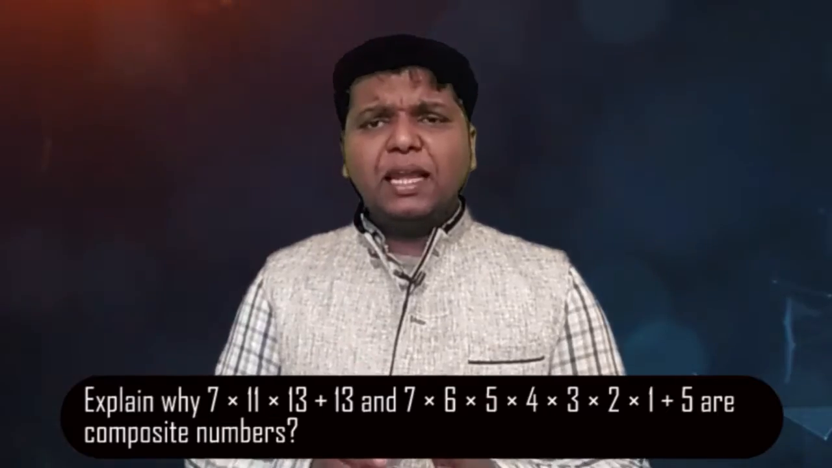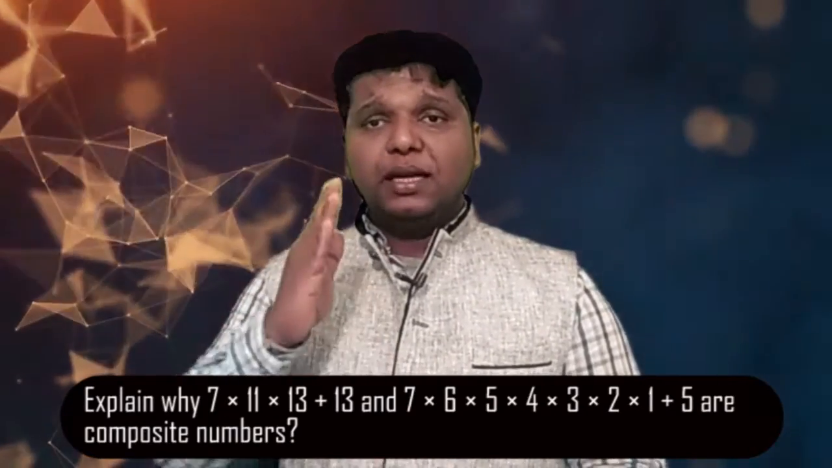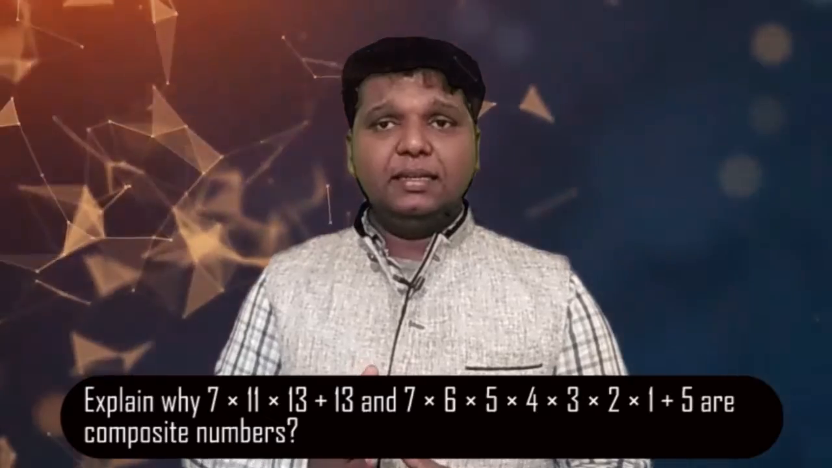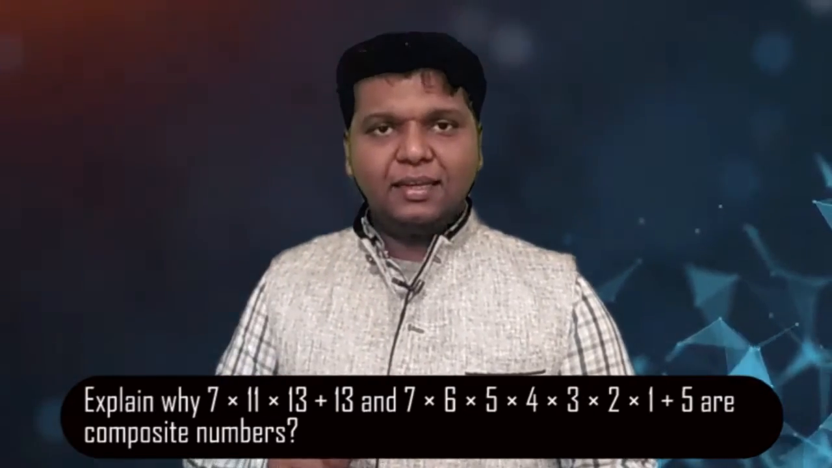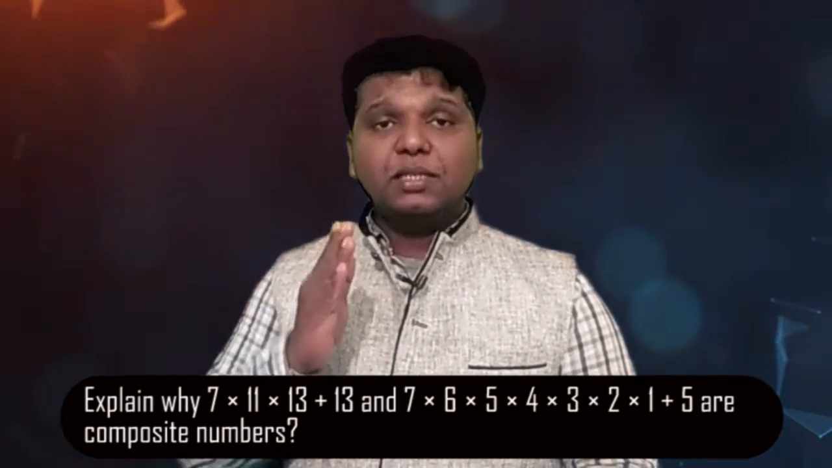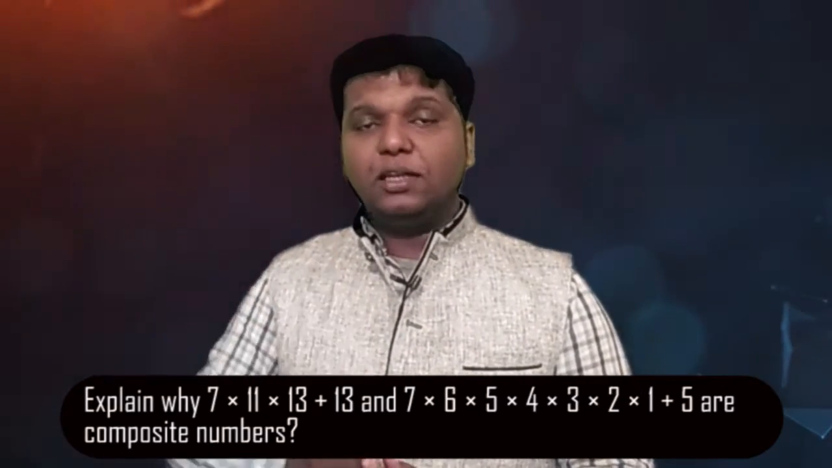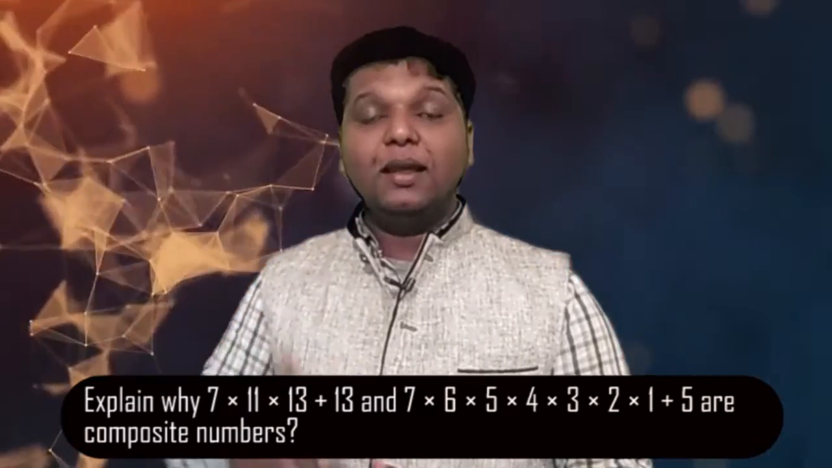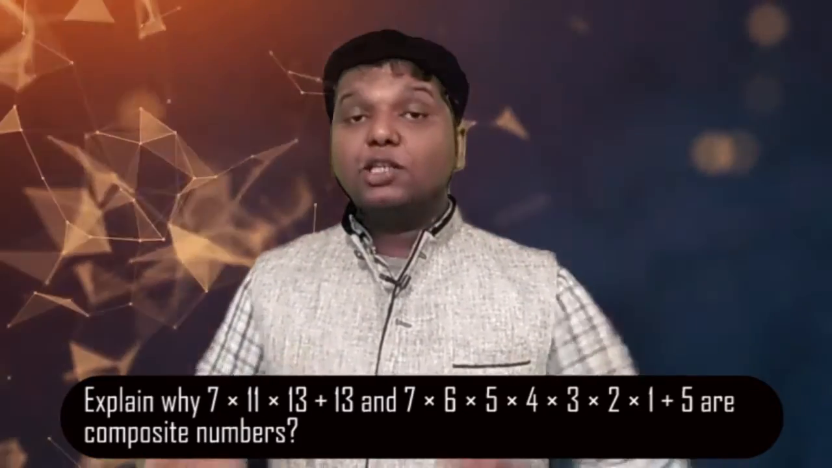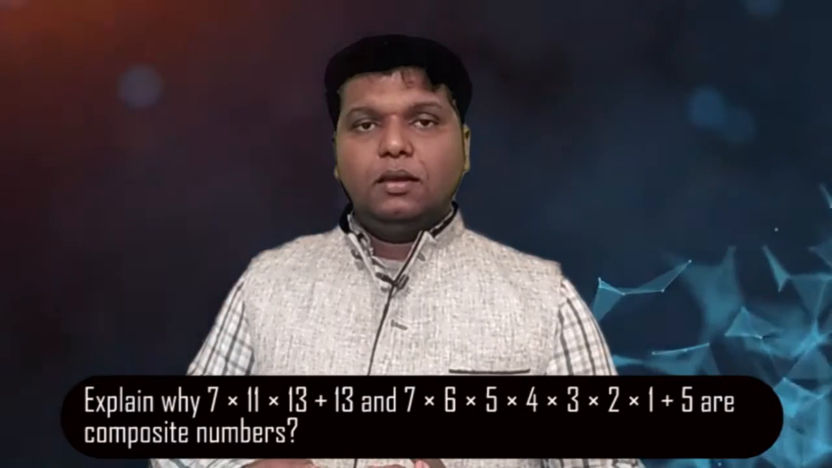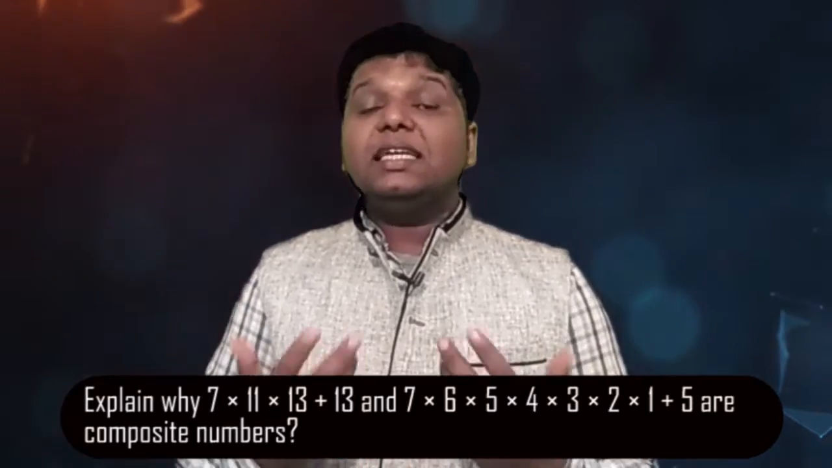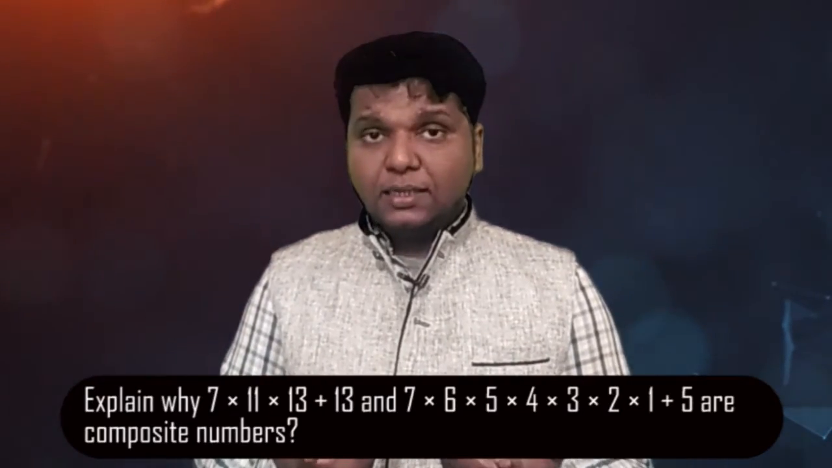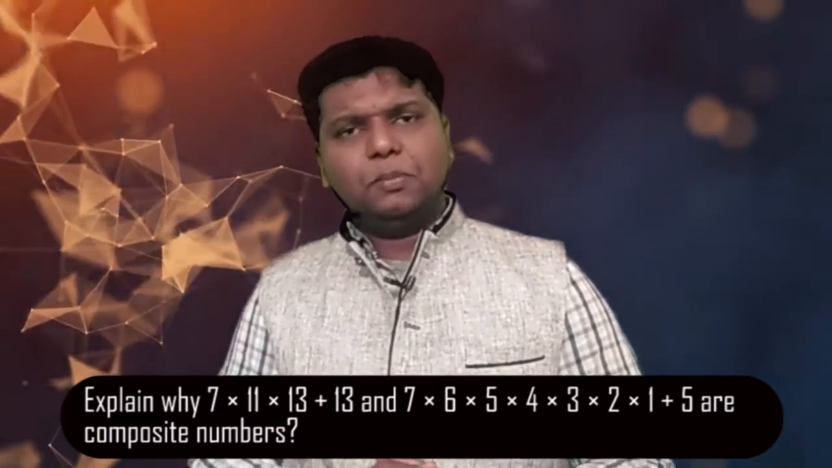Clear? Question number 6. Explain why 7 into 11 into 13 plus 13 and another number 7 into 6 into 5 into 4 into 3 into 2 into 1 plus 5 are composite. Means two numbers are given. We have to explain why they are composite. This is also a 1 mark question. We just need an explanation, right? There's nothing much.